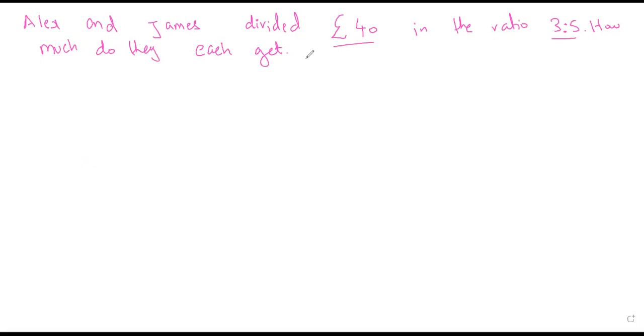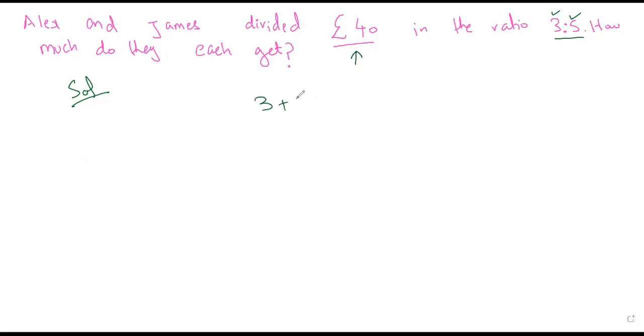Okay, so do you have any idea about this question? Yes, I guess we would add the ratio like 3 plus 5, and then 40 divided by 3 plus 5, and whatever the answer is, we will multiply it with James and Alex's ratio. Excellent. Okay. So again, this ratio is just telling us the share of Alex and the share of James. And this is what they had in total. Okay. So in order to find this, let's do it this way.